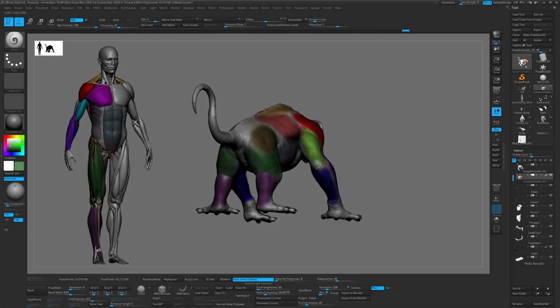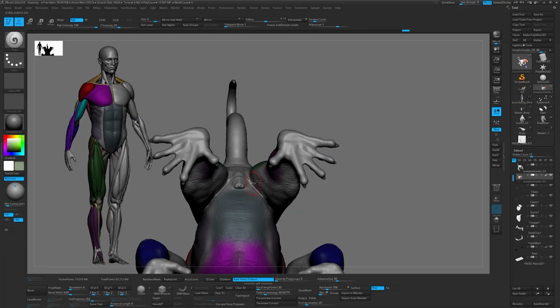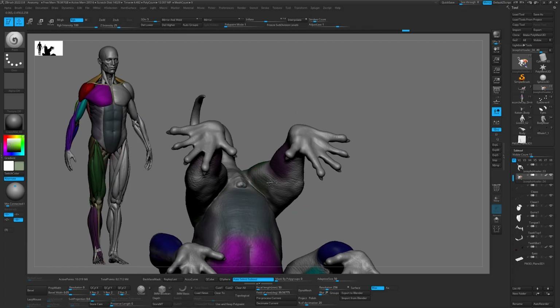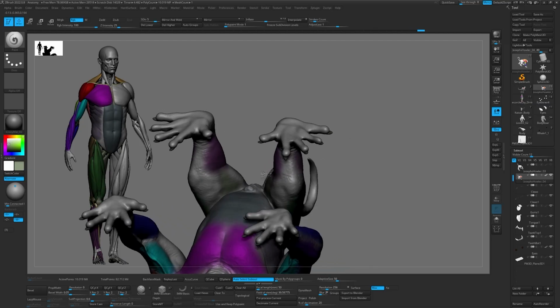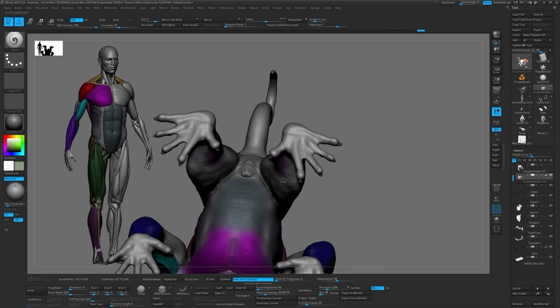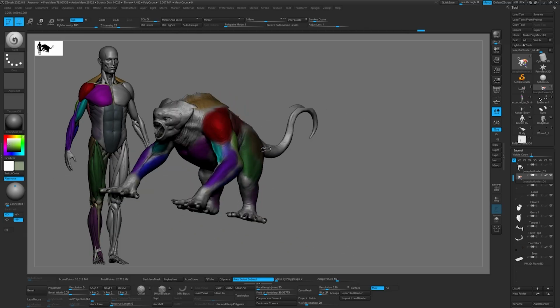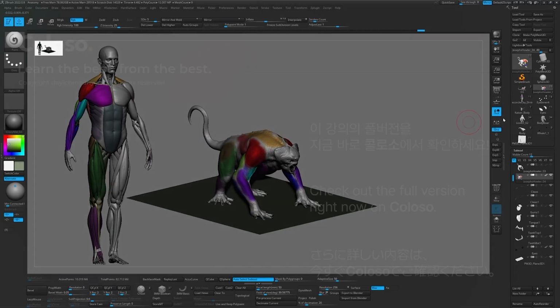And yeah, abductors, even on animals like these, you do have abductors usually around here, right there to pull the leg in. And yeah, roughly color coded. All right.